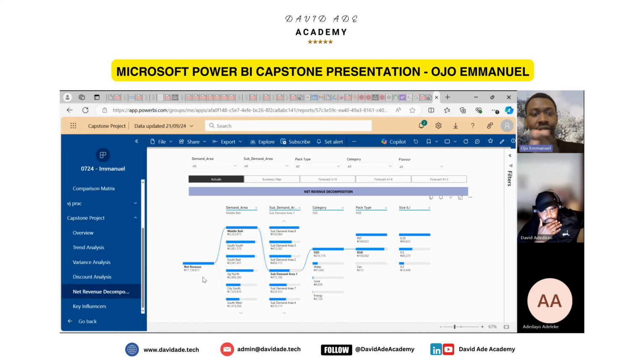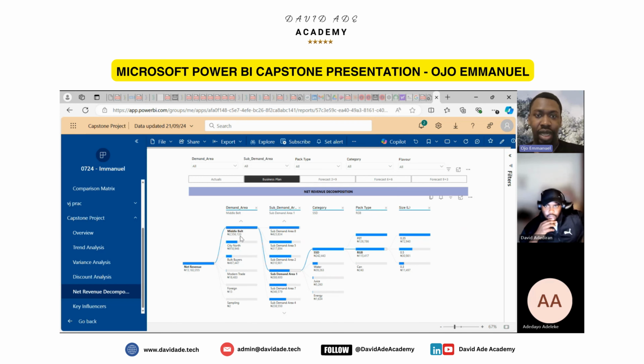And lastly, the net revenue composition. If we look at it, we can see that there's a trend going on here. Looking at the demand area on the actuals, we can see there are different amounts of sales and there were increases in sales. If we look at the business plan and the total of the middle belt, we will notice that the sales dropped. The amount we sold in these areas in the middle belt, in the sub-demand, in the categories, we could notice significant changes in the sales, which were a drop.